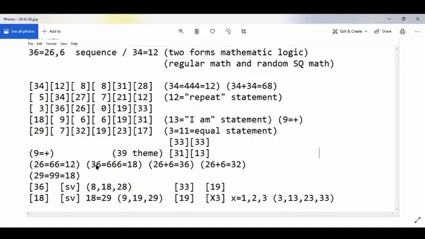You got 36 is equal to 666, and that's equal to 18, right? So it's pretty logical. 26 plus 6, that's going to equal 36. So it's very important to understand. This is what we call random sequencing math. But it's just adding sixes.